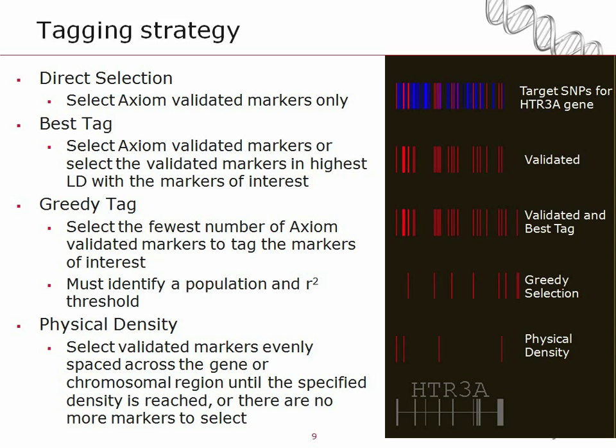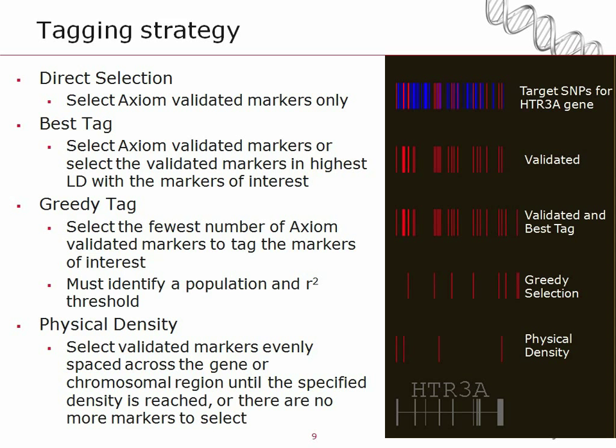So it's basically an effort to get a one-to-one mapping between your target set and the selected set. The third option is to do what we refer to as greedy tagging, which is an effort to select the fewest number of Axiom validated markers to tag the markers of interest. In this case, you need to select both the target population and an R-squared threshold for that tagging.